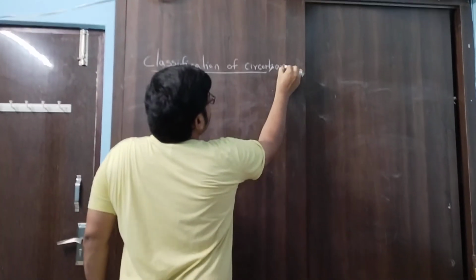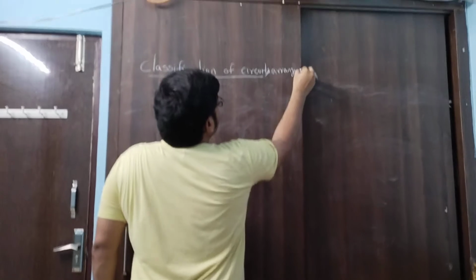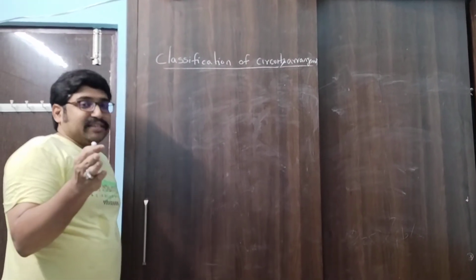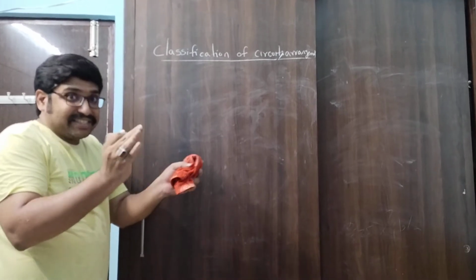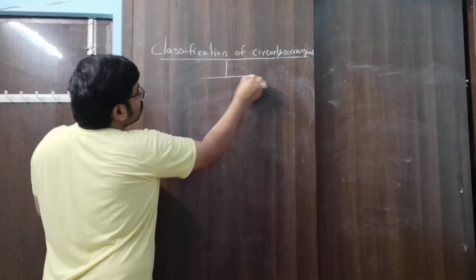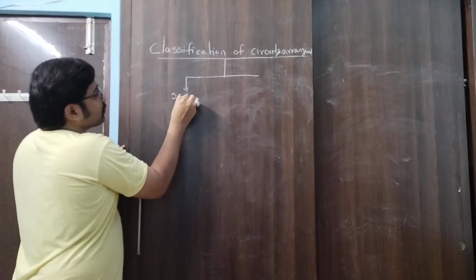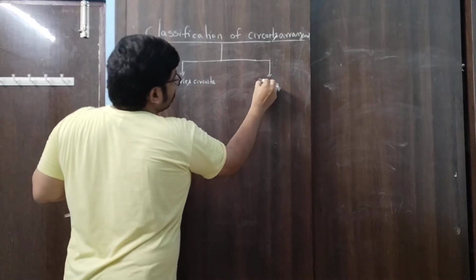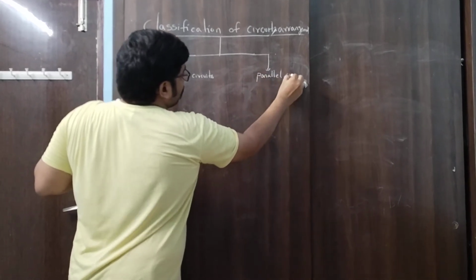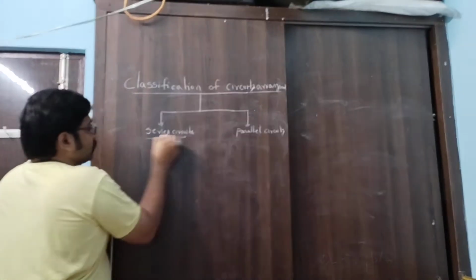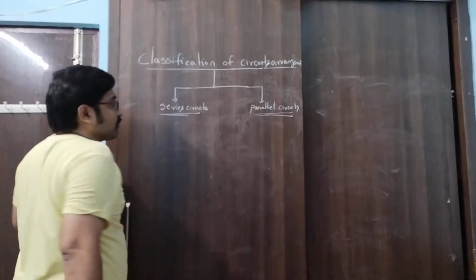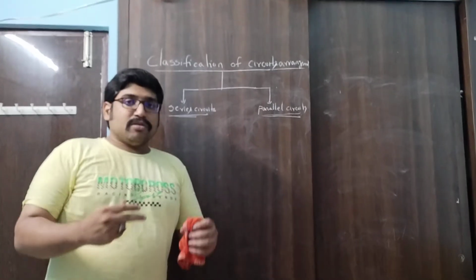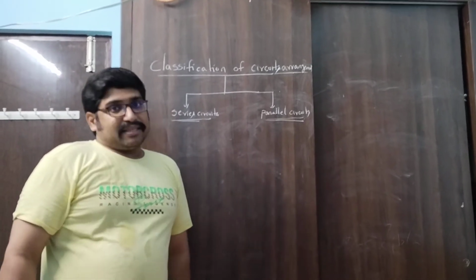Today's concept is classifications of circuit arrangements. Normally, there are two ways we classify or arrange circuits. One is series circuits, and another one is parallel circuits. So this is series circuits and this is parallel circuits. Now what is meant by series circuits and what is meant by parallel circuits? One by one we are going to discuss.